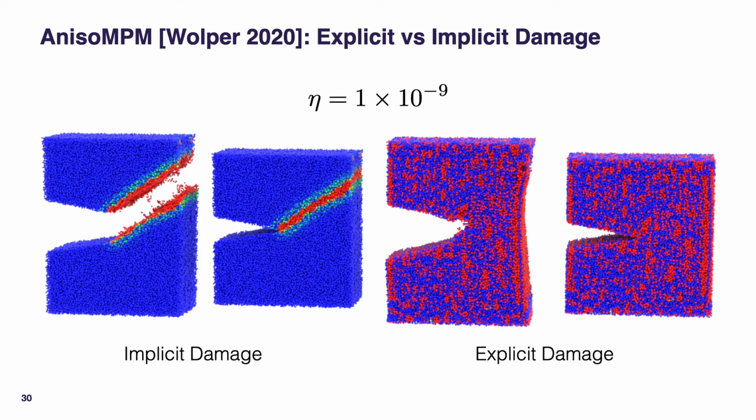So we show here the same 45-degree fibered block from earlier with an extremely small eta value. And as you can see, our implicit damage formulation is able to beautifully resolve this extremely fast crack, while explicit damage explodes as soon as the critical stress is reached by any particle. So, while implicit damage is naturally more cumbersome due to its system solve, it affords us the ability to use these larger time steps and very small eta values.